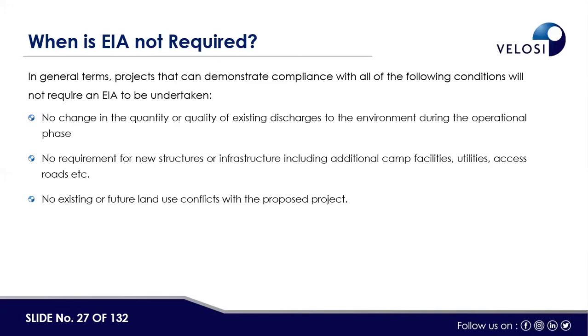No existing or future land use conflict with the proposed project. If there will be no conflict for the future land use, then EIA will not be required. So there are basically three scenarios where normally EIA is not required. The first one is when the quantity or the quality of existing discharge is not changed. Then, no requirement for new structures or infrastructure, including additional camp facilities. And then if there is no future land use conflict, then EIA is not required.